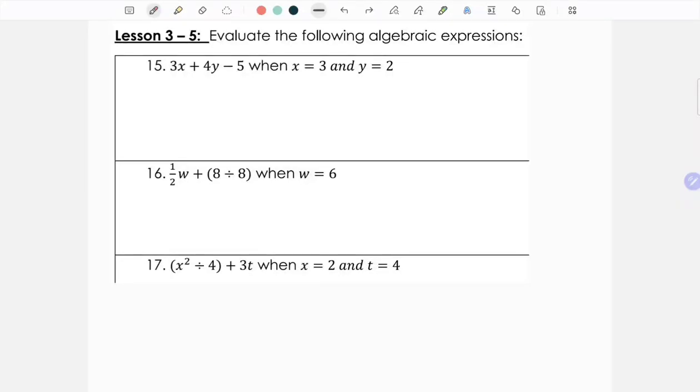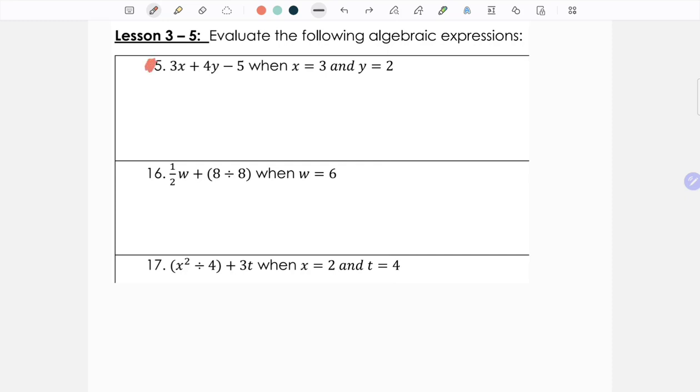So we're going to be looking at substitution right now, and it's lesson 3-5 in your Savas books. So let's just ask ourselves, what is substitution? Substitution means just to replace a variable with a numerical value. So basic terms, replacing a letter with a number.